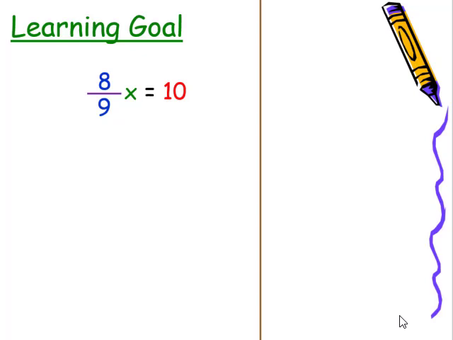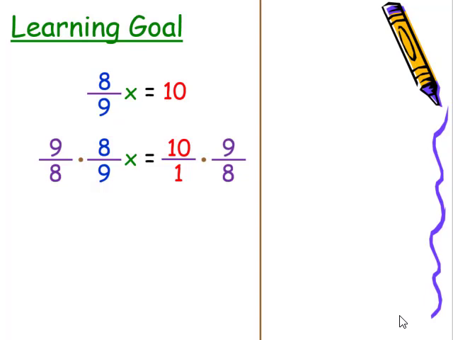A learning goal is to be able to solve problems that are similar to this. We have 8/9 x is equal to 10. We're going to first rewrite it as 8/9 x is equal to 10 over 1. We're going to multiply both sides by the reciprocal of 8/9, the coefficient of x.